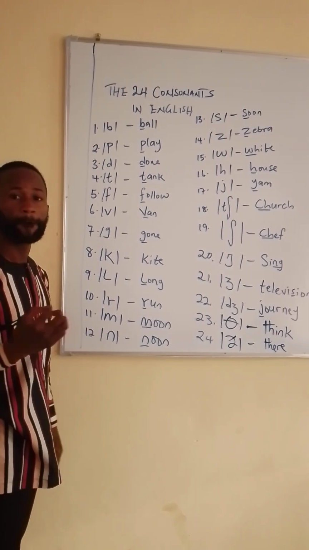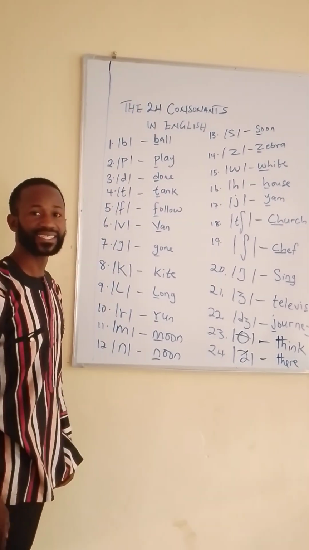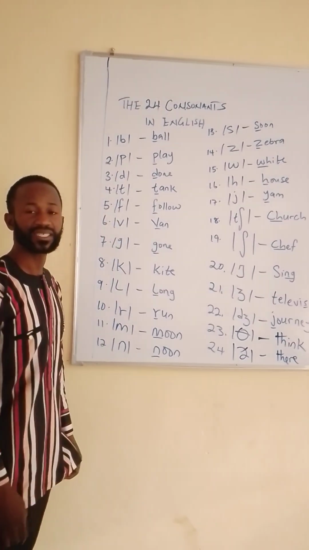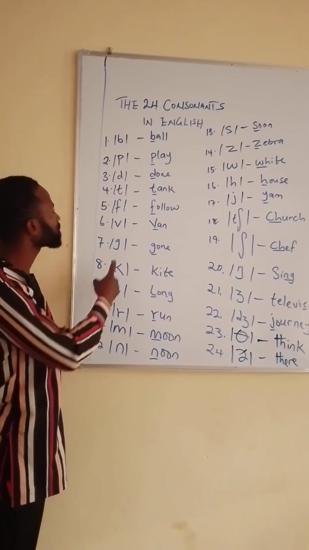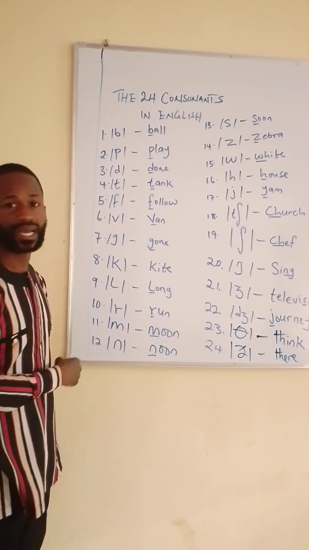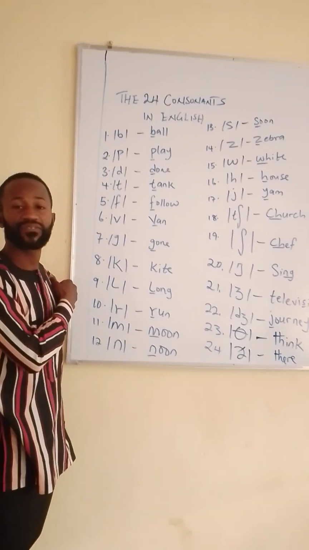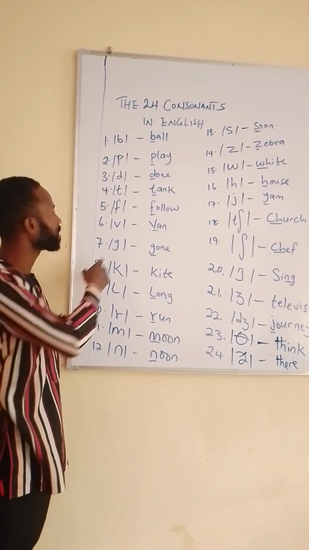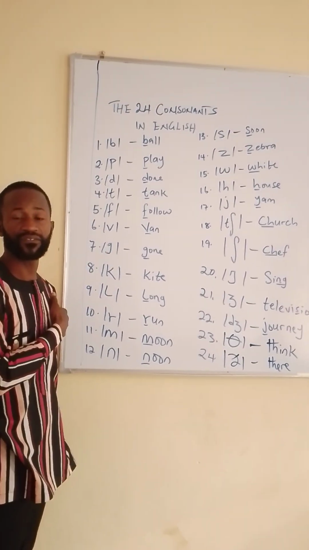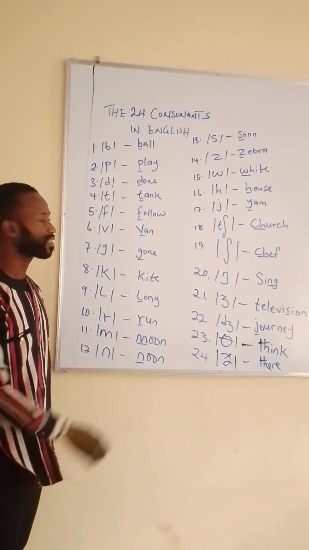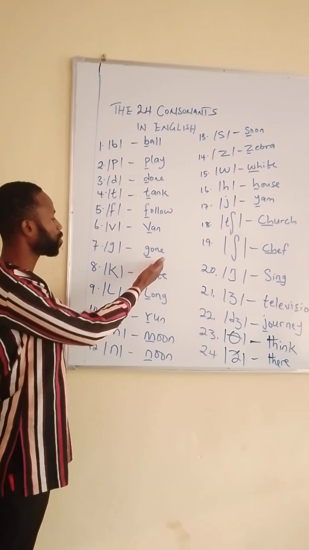And the second one is P, P, like in the word play. The third one is D, like in the word done. The fourth one is T, example tank. Next one, example follow. Next, example van. Next, g in gone.